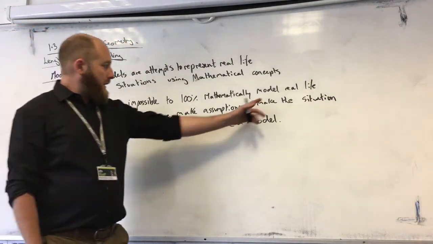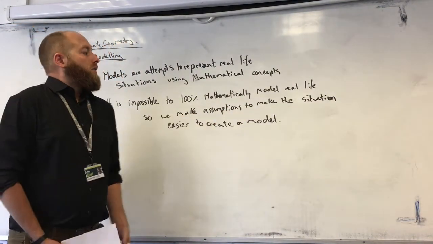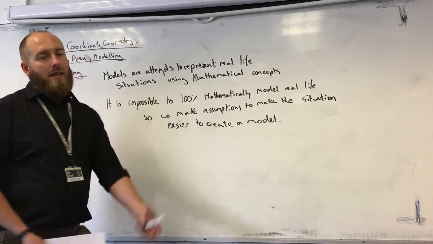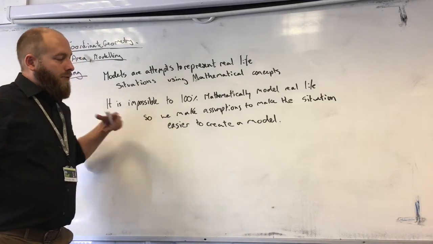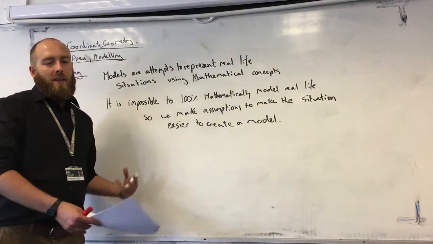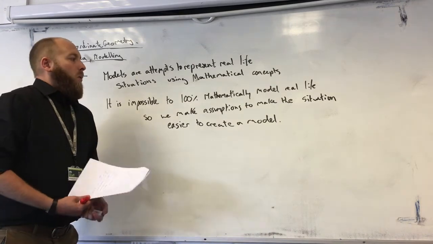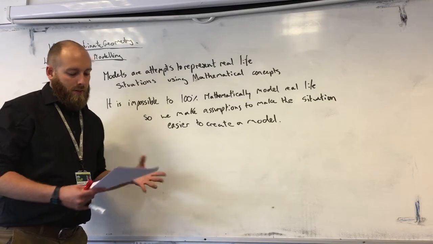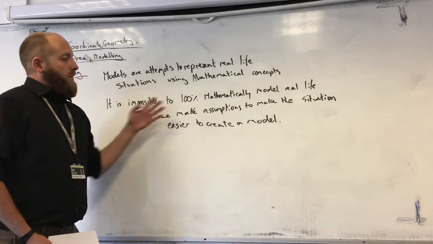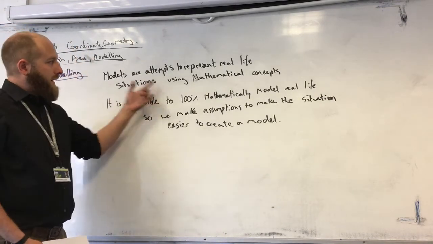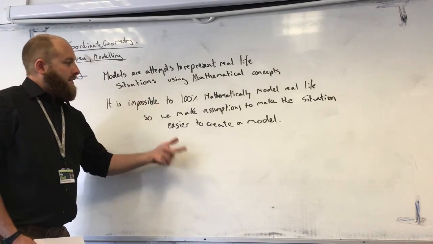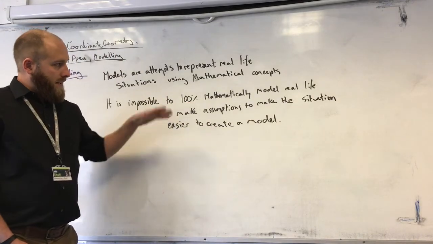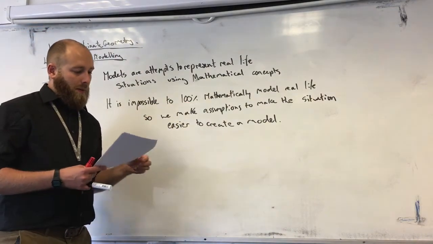So we make assumptions to make the situation easier to create a model. We say some things don't count, don't matter, in order to make real life a little bit easier to represent mathematically. What that means is we're never going to be totally accurate, but we can make some pretty good predictions about real life situations using maths. Generally, the better the model is, the more complicated it gets because it has fewer assumptions. But you're never going to be able to 100% predict what's going on using mathematics.